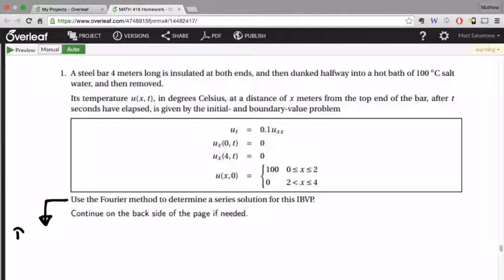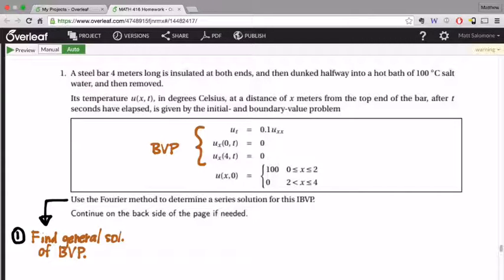Well, the Fourier method starts by finding the general solution to the boundary value problem itself. So that's this data here in the first 3 lines. It consists of the partial differential equation along with its boundary conditions. So find the general solution of the boundary value problem.